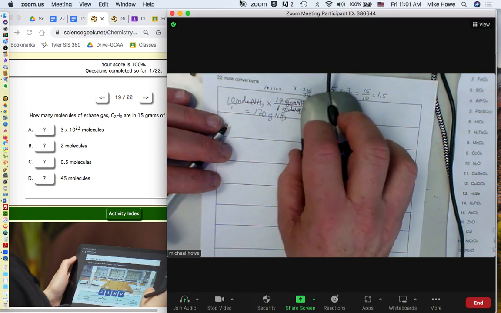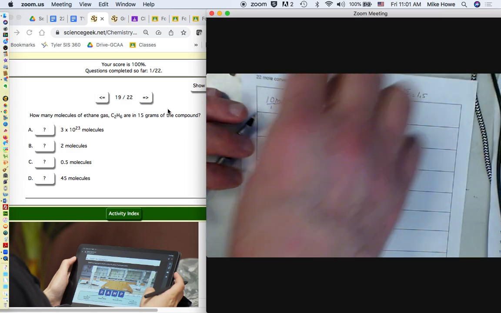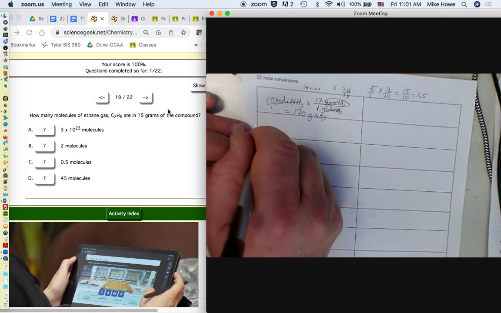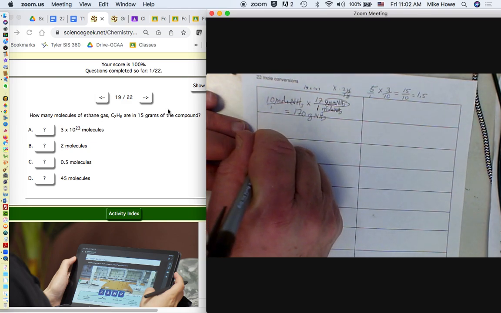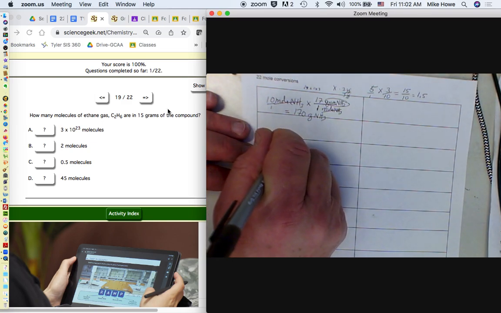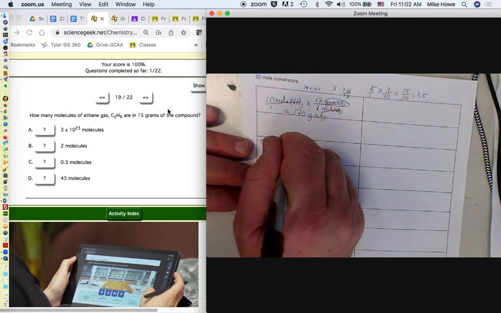So we have 15 grams of C2H6. I'll skip a line. I want you to fill out all these boxes, but 15 grams of C2H6, but it might make it a little easier to see if I do this. All right, 15 grams C2H6 times.